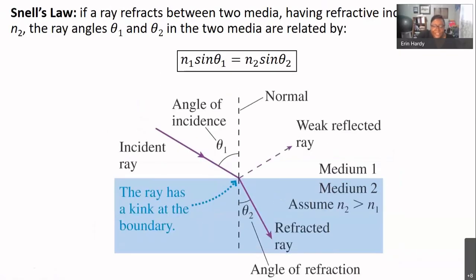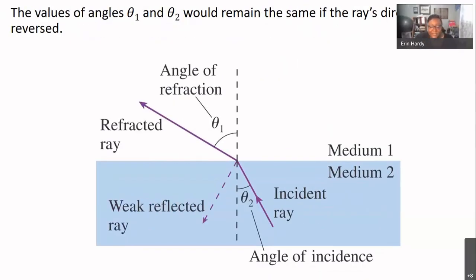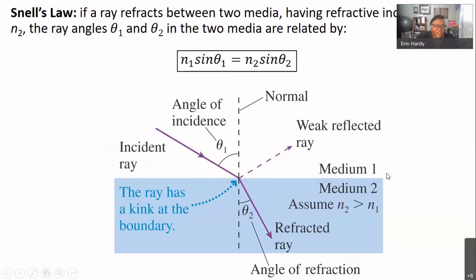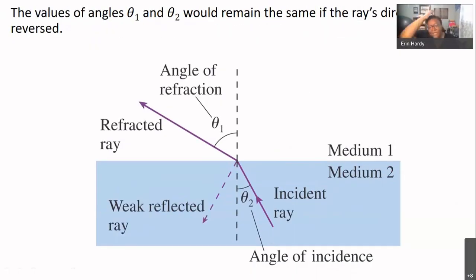So the weak reflected ray is going to be confined to medium 1 in the previous example, but since the light source is starting in medium 2 this time, the reflected ray is also going to be in medium 2. But the angles, theta 1 and theta 2, would be the same, assuming that medium 1 and 2 are the same in each of these cases. And I know we've encountered this in our traveling waves chapter, but I just want to point it out one more time. The imagery from our textbook always assumes that the shaded medium is the one that's got the larger n value.